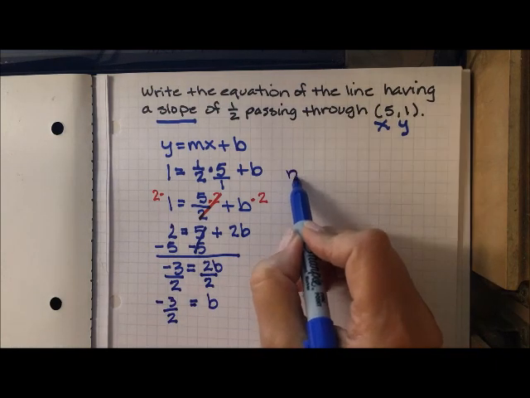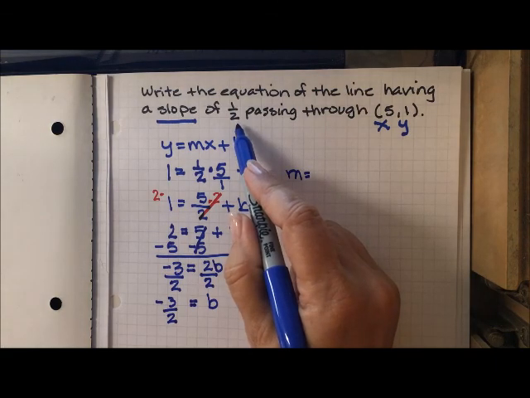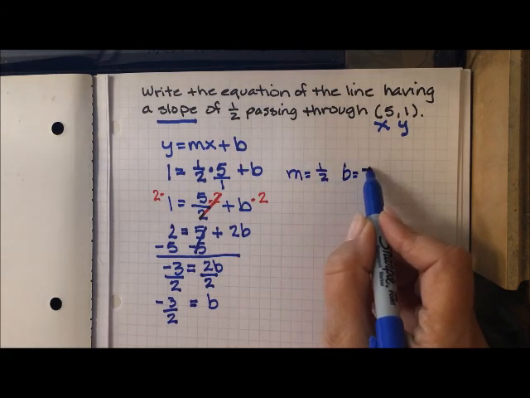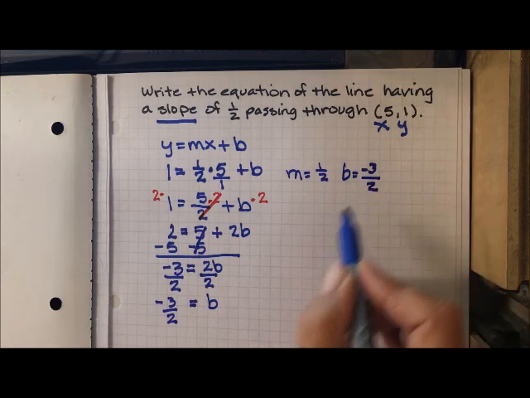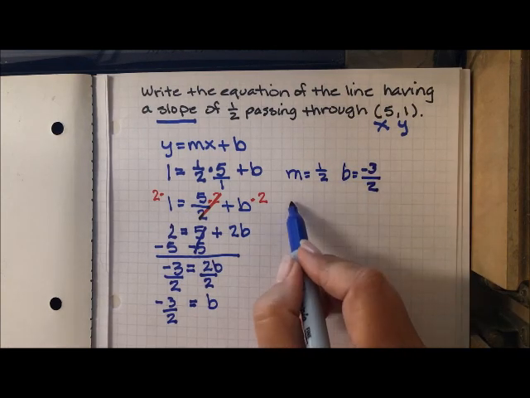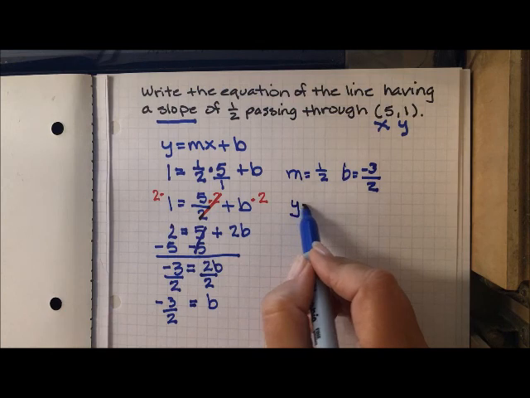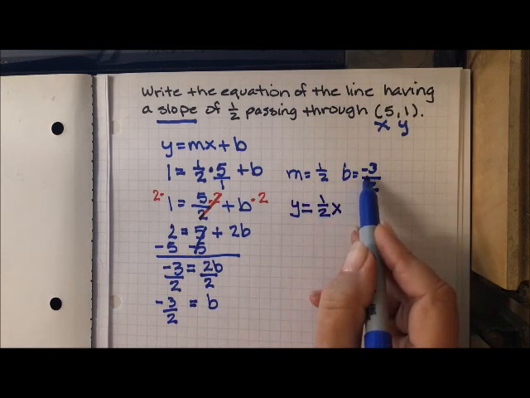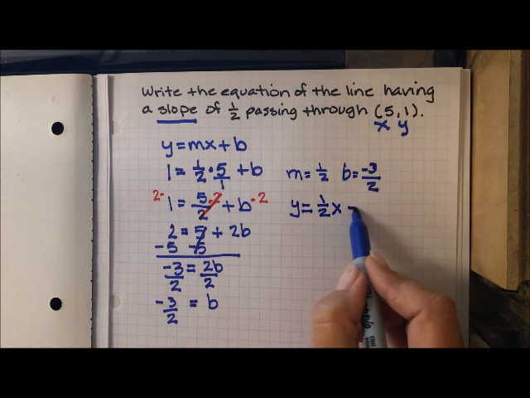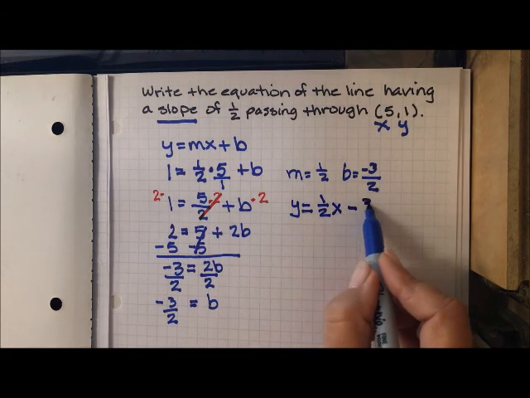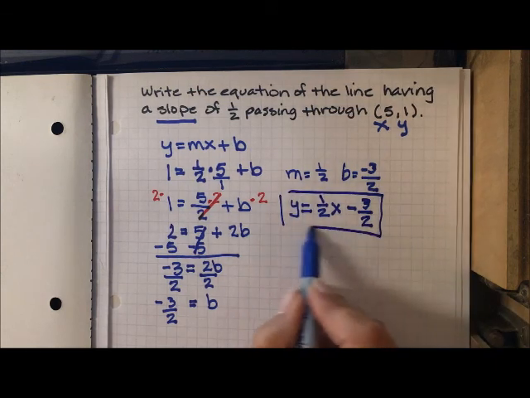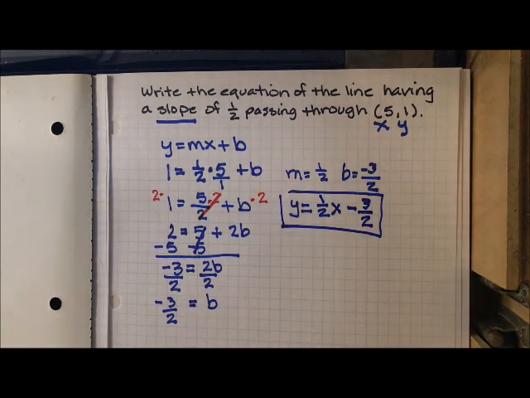So now I know that my m is 1/2 from the problem, and my b is -3/2. And I can plug those into my y = mx + b. y equals 1/2 x. And here again, because this is a negative, we're just going to put a subtraction sign, and then minus 3/2. And there is your equation. Let's try another one.